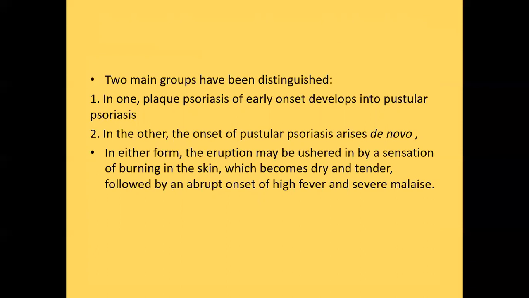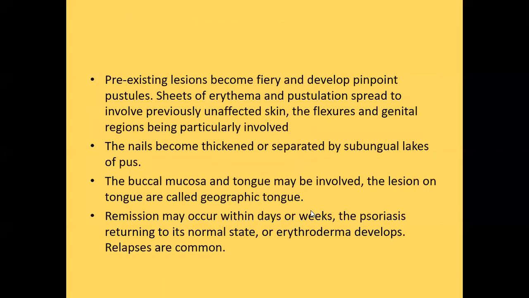There are two main groups which are distinguished. The first one, in which plaque psoriasis develops first, which converts later into pustular psoriasis, and the second one, in which pustular psoriasis arises de novo. In either form, the eruptions are ushered in by burning sensations, and the skin becomes dry and tender with high fever and malaise.